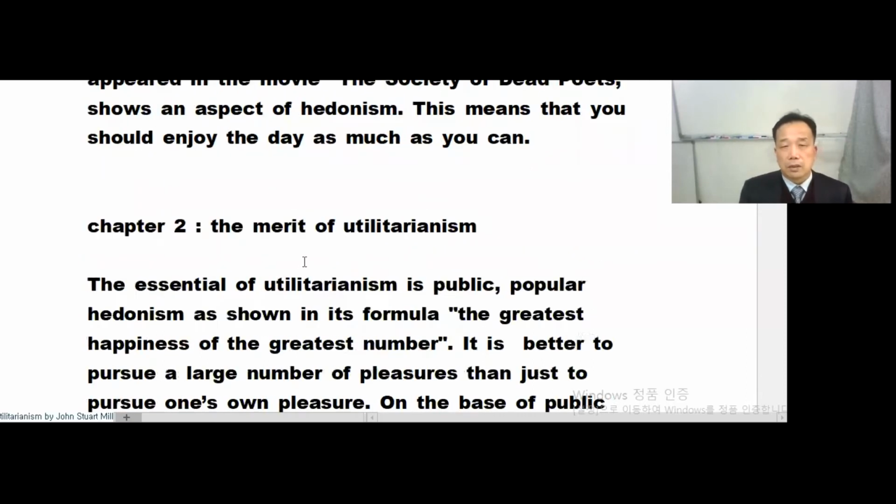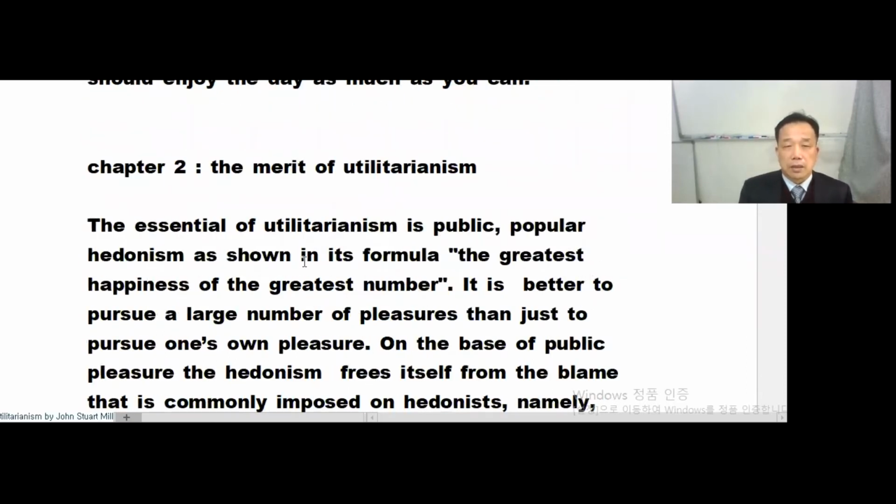Chapter 2, The Merit of Utilitarianism. The essence of utilitarianism is popular hedonism, as shown in its formula, the greatest happiness of the greatest number. It is better to pursue a large amount of pleasure for many than just to pursue one's own pleasure.